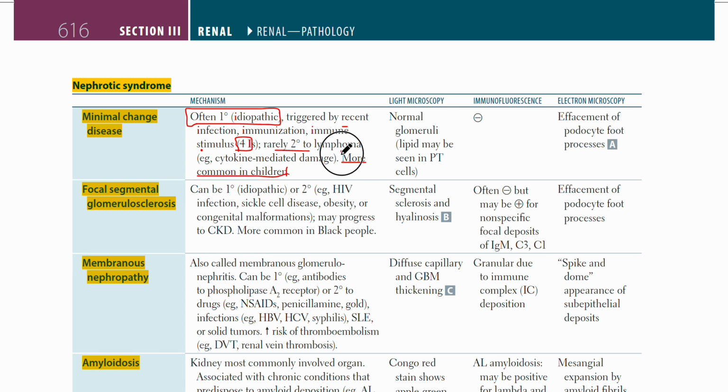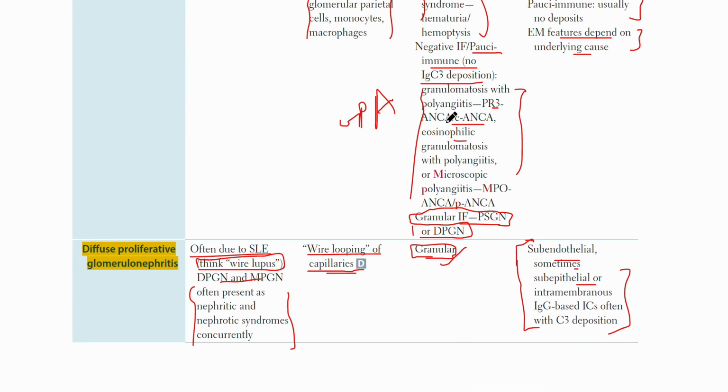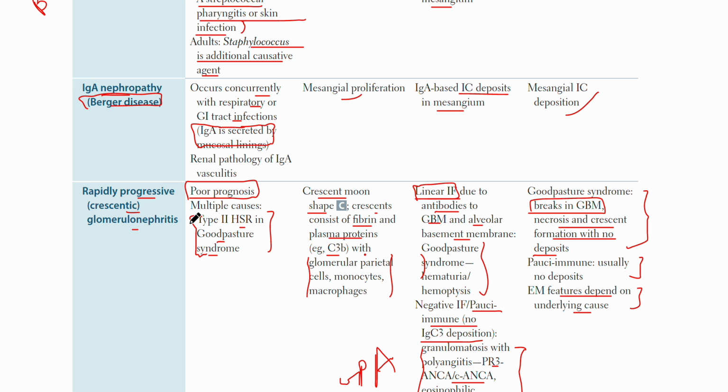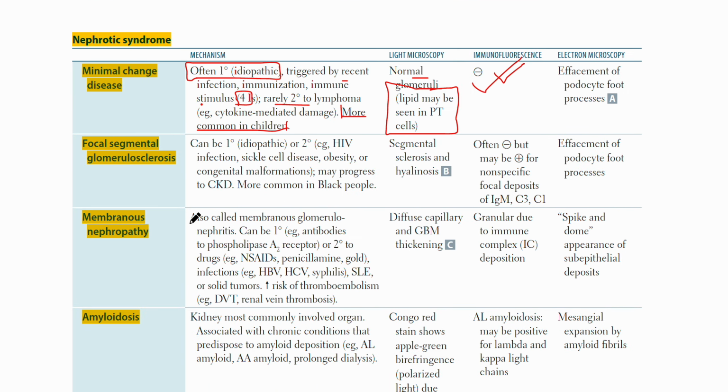And in light microscopy, what we can see is normal glomeruli, though lipid may be seen in PT cells, that is proximal tubular cells. The immunofluorescence is negative in this case. This is a very highly specific finding. Immunofluorescence is negative in minimal change disease, and also in pauci-immune rapidly progressive glomerulonephritis or crescentic GN. In those cases immunofluorescence is negative, and effacement of podocyte foot processes is there.